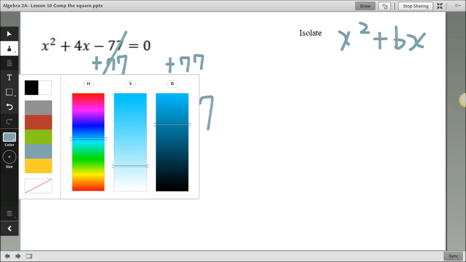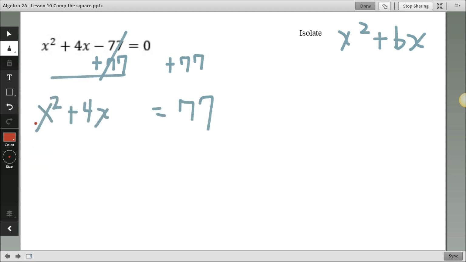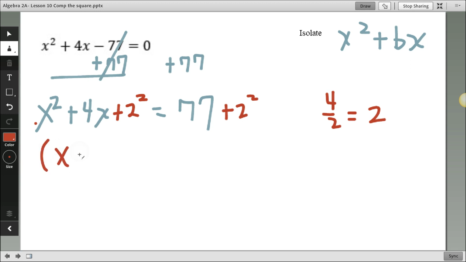I'll leave that blank there for me to complete the square. So remember, it's half of b. So b is 4, so half of that is 2. We're going to square that, so plus 2 squared on each side. Over here, our perfect square binomial will be x plus 2 squared equals 77 plus 4.